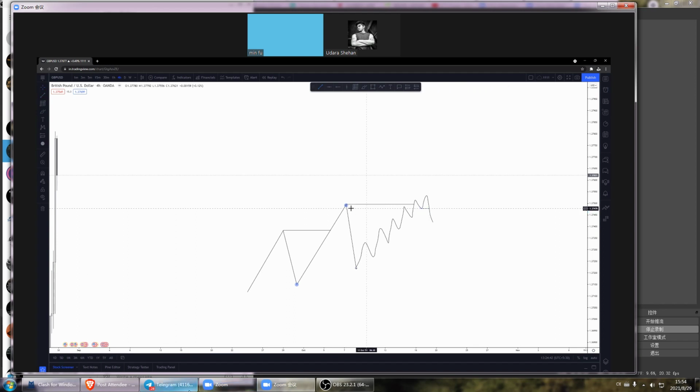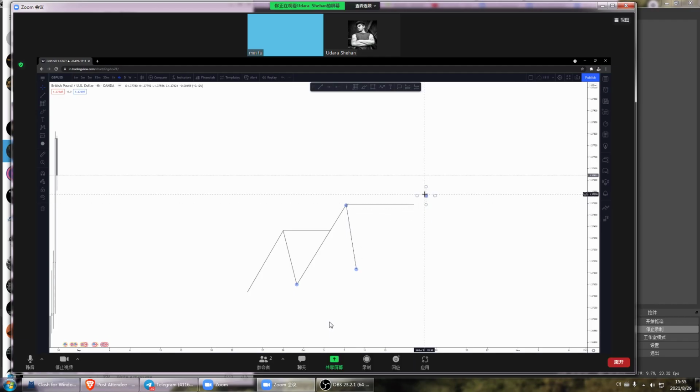The external range liquidity has to be taken out, and then the lower time frame has to break structure to the downside. Only when this happens are we going to say this is the low of the trading range and this is the high of the trading range. So this is a trading range now, from this low to this high. I hope that's clear.